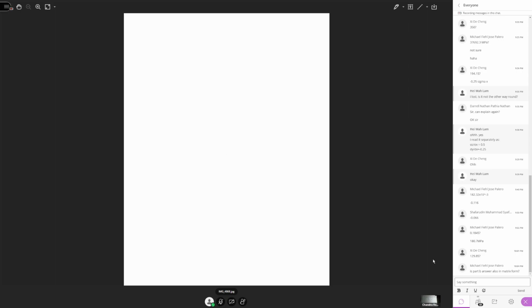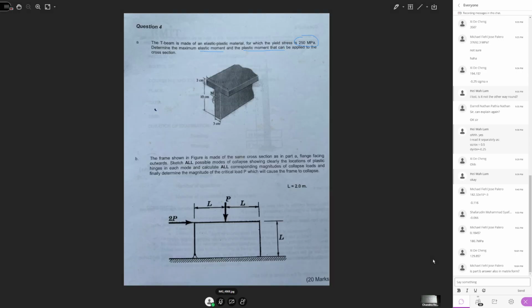Okay, so now let us look at this particular one. The yield stress is given, 250 megapascals. You're asked to determine the maximum elastic moment and plastic moment that can be applied to the cross section. I think this is very similar to your third assignment question.